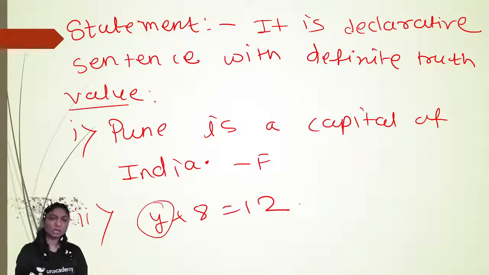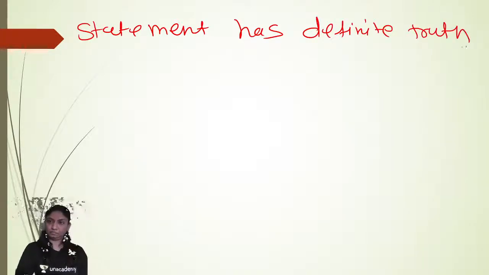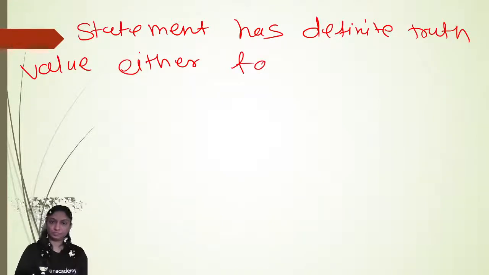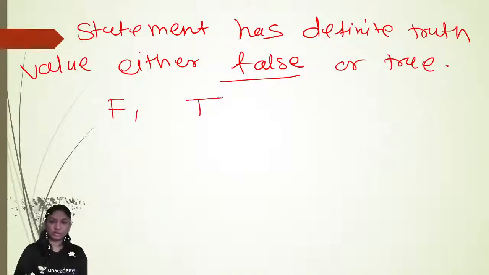Clear? Now, next we will see the truth value of a statement. A statement has a definite truth value which is either true or false, as we have seen here. The false value is denoted by F, and the true value is denoted by T.